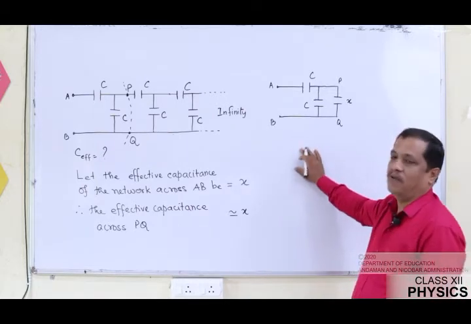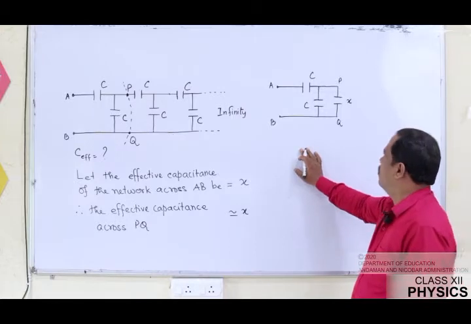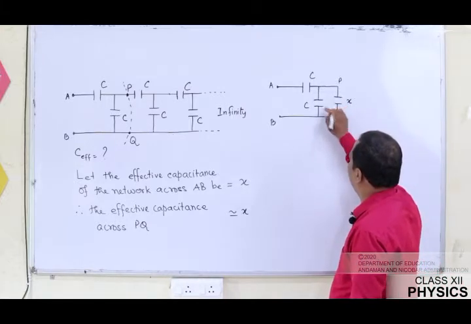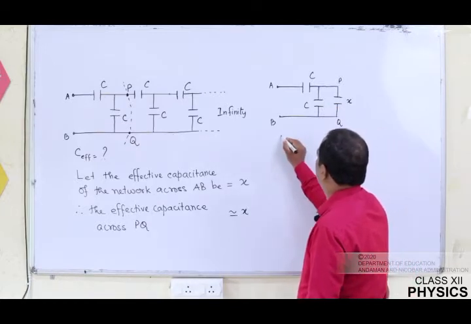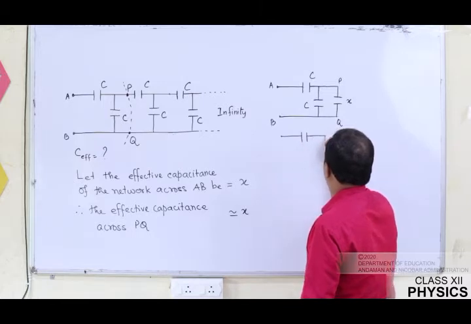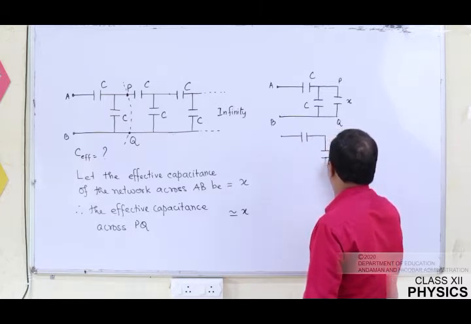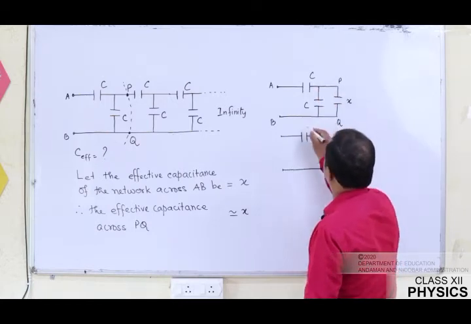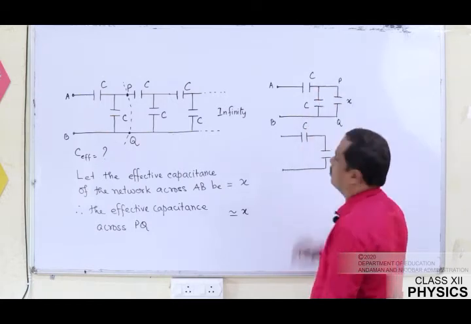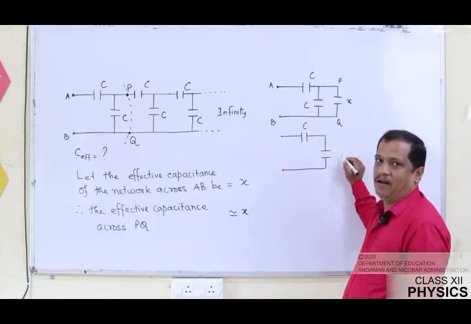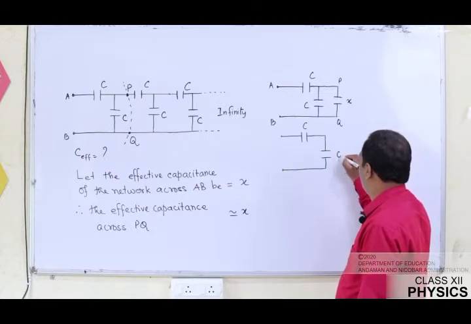Now I have to calculate the effective capacitance. This X and C are both connected in parallel. So the circuit reduces to this one. This C and this X together are in parallel, so the effective of this will be, since in parallel I simply add, C plus X.